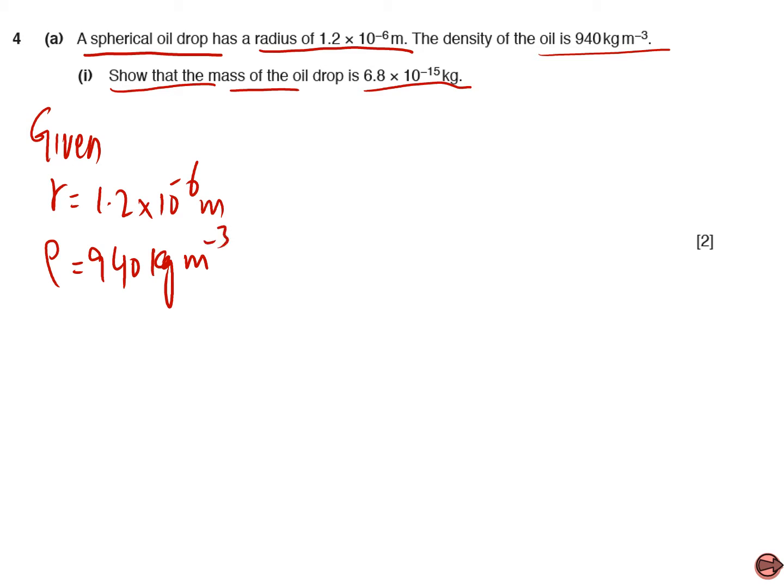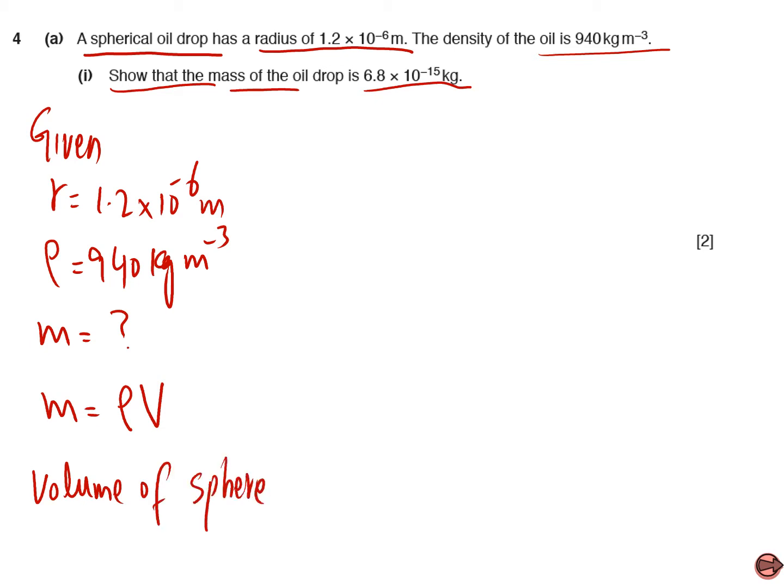Next, what we need to find is the mass. The first thing we need to find out is the relationship between mass and density. We simply understand mass is equal to density times volume. So now the question is how we can find volume. The volume of a sphere is equal to 4 by 3 pi r cubed. This is how we can find the volume of a sphere.